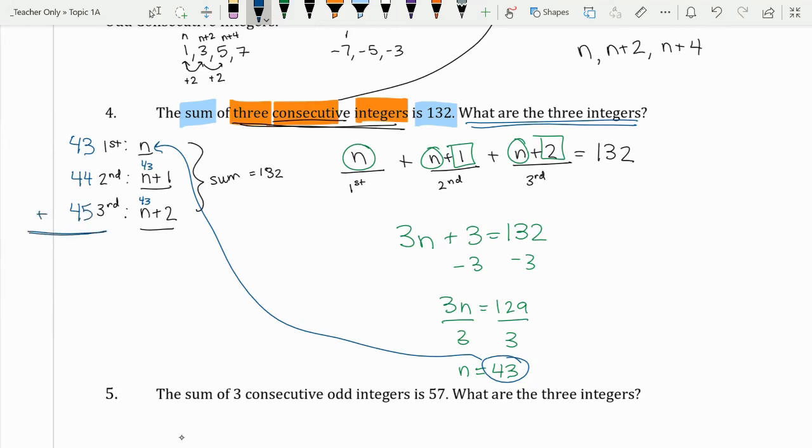You can always double check this by adding them together and seeing that they do in fact equal 132. So the 3 numbers are going to be 43, 44, and 45.